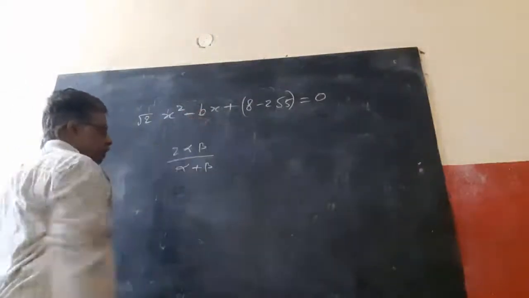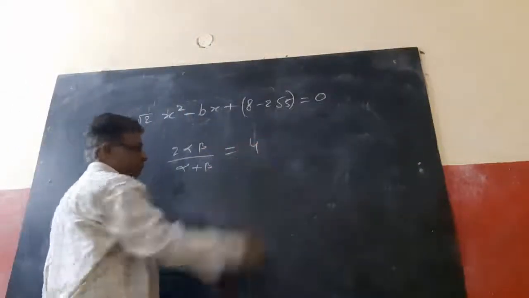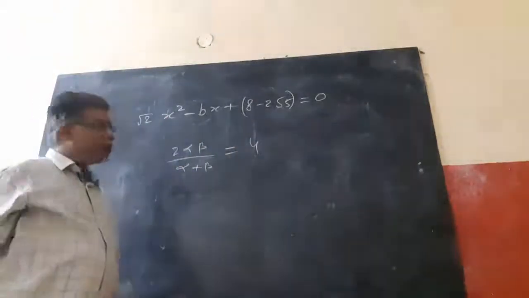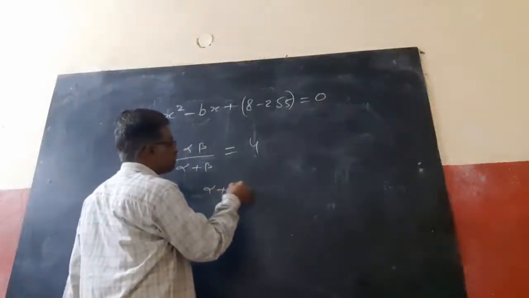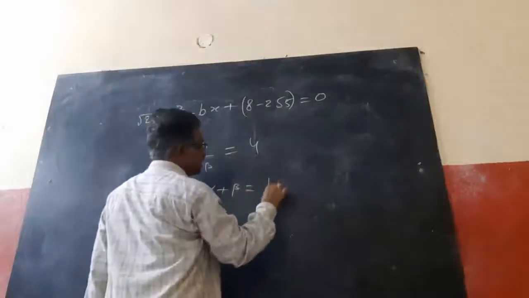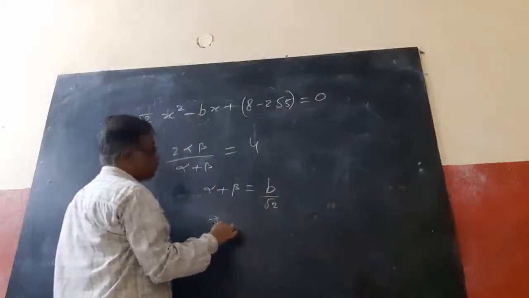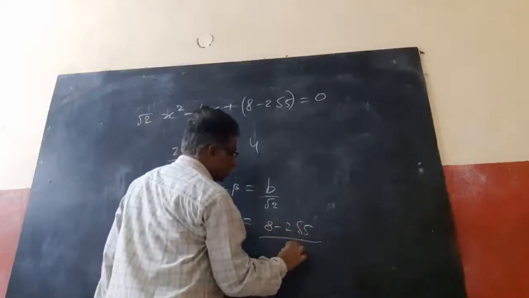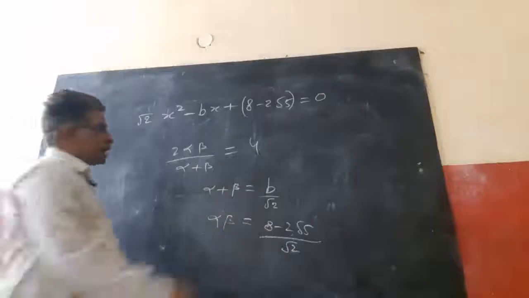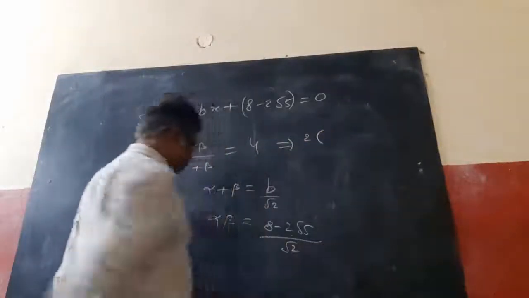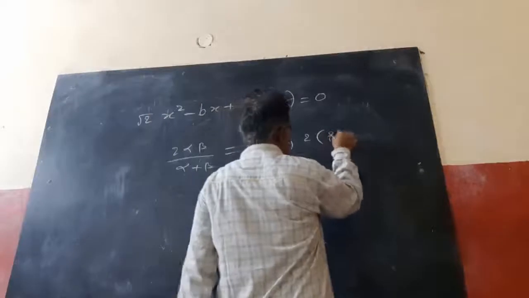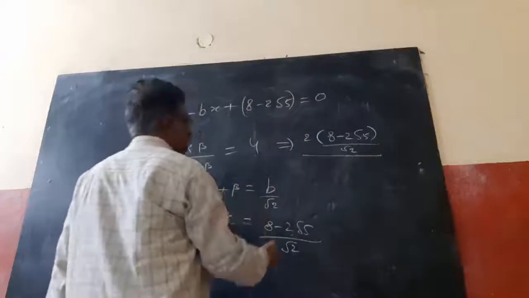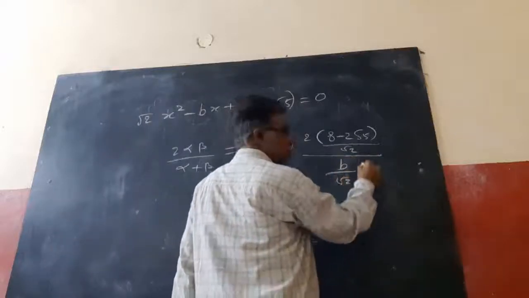Next, we know this is equal to 4, as the harmonic mean is 4. Now we know the sum of the roots and the product of the roots from the equation. The sum of the roots, alpha plus beta, equals minus b by a, that is b by root 2. The product of the roots, alpha into beta, equals c by a, that is 8 minus 2 root 5 by root 2. Now if I substitute here, 2 into alpha beta, that is 8 minus 2 root 5 by root 2, divided by alpha plus beta, b by root 2, equals 4.